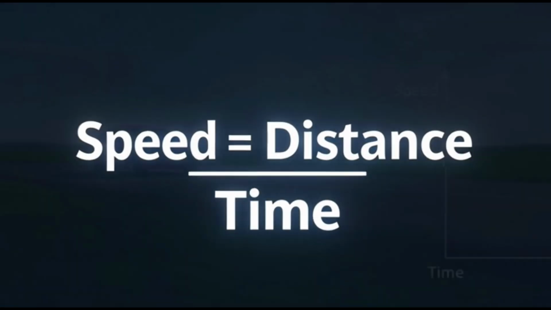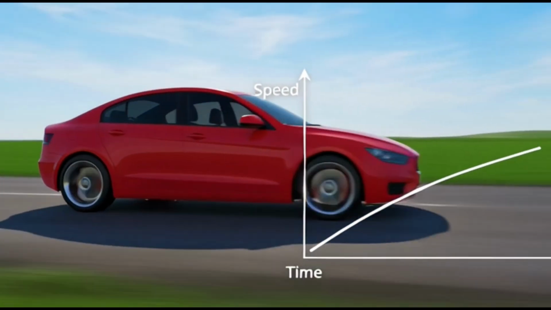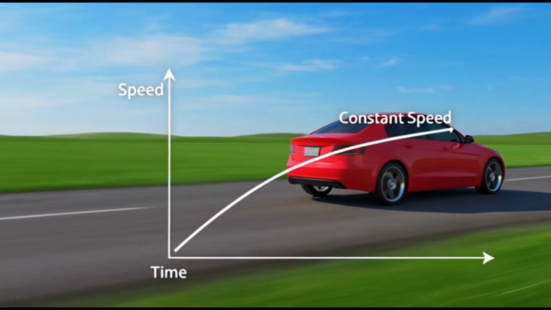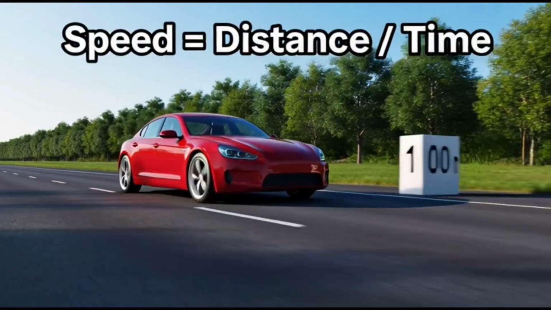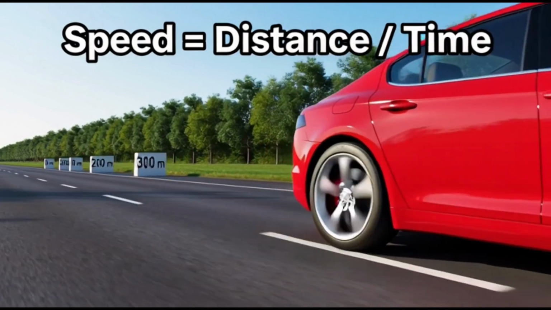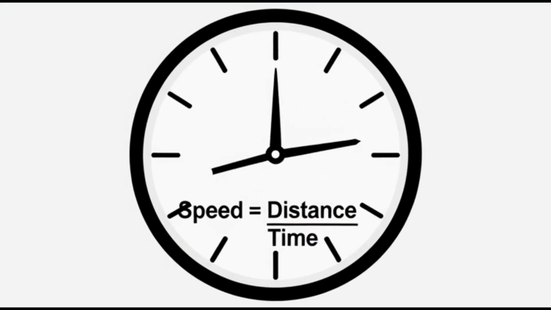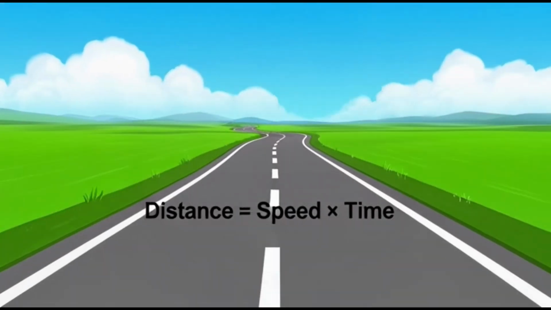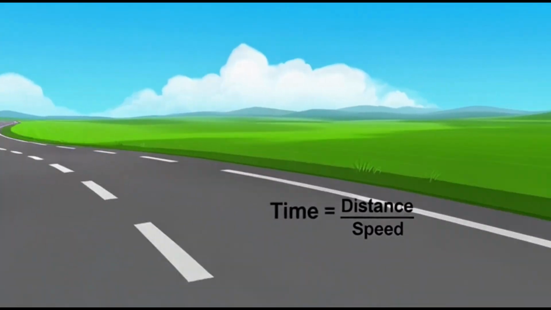Math also helps us understand motion, speed, and time using very simple but powerful formulas. This formula tells us how fast something moves by comparing how far it travels with the time taken. By rearranging this formula, we can also calculate distance or time when the other values are known.